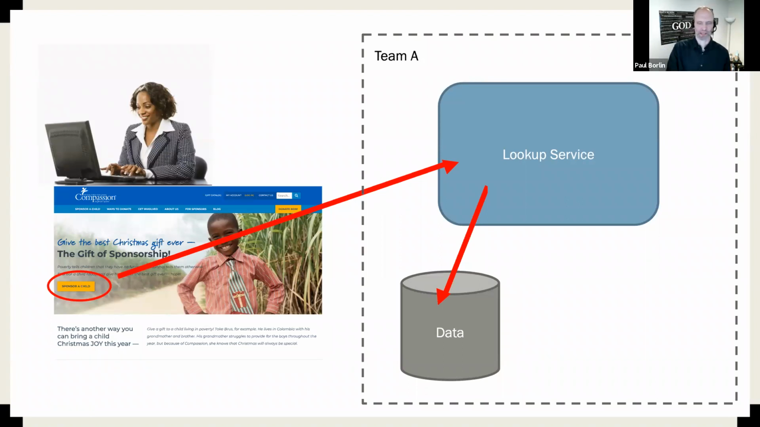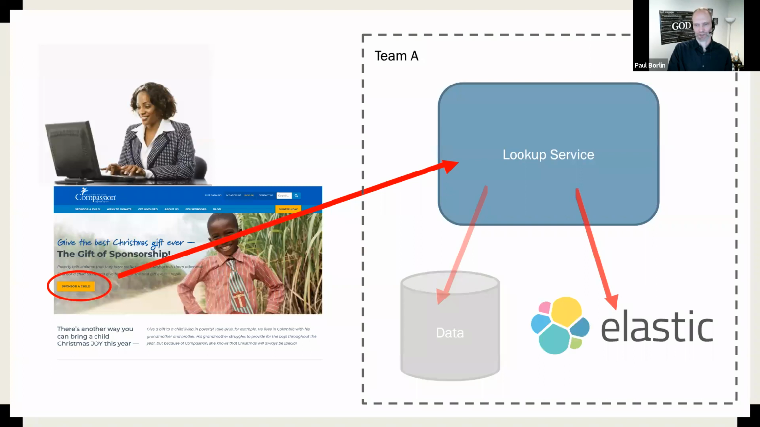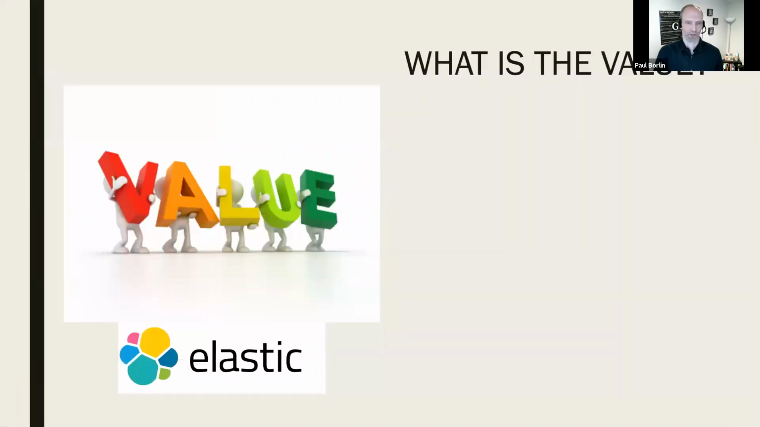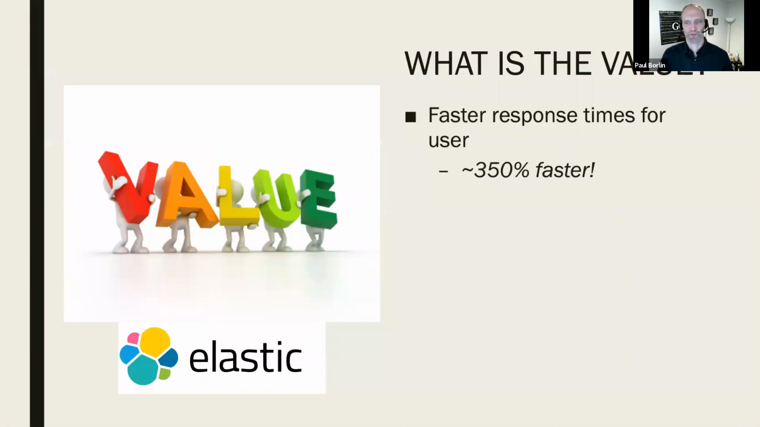So we wanted to speed that click up that I showed you. We looked into something called Elastic, and it seemed to be a better tool for the job. So what is the value of Elastic or the research we did? We found it was 350% faster for the user at times. So this is great. We found actual better distribution of kids. There were some kids that got lost in the mix when we were using that database instead of Elastic.